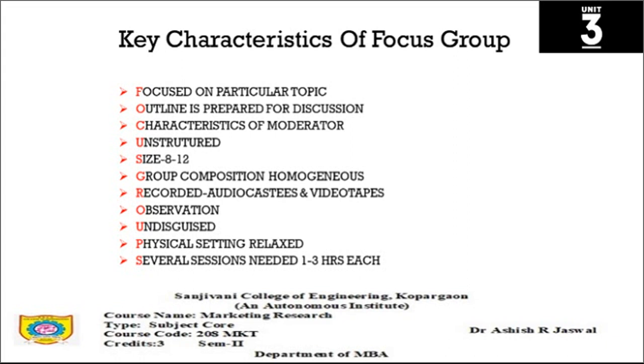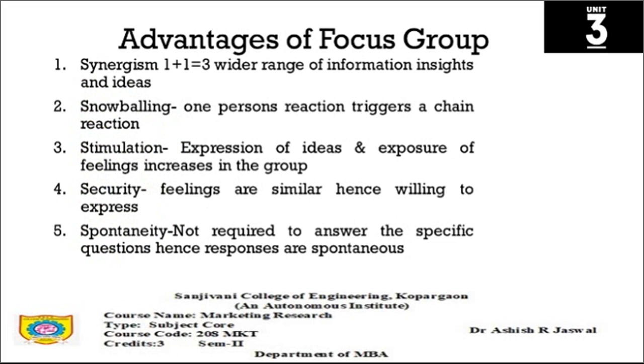Group composition is homogeneous. Homogeneous means people of the same characteristics from whom the response is sought are put together. Whatever discussion is taking place is recorded in either audio cassettes or videotapes. O is observation. Everything which takes place in an interview format is observed and undisguised. Everything is known. Physical setting is relaxed. S is several sessions would be needed, that is 1 to 3 hours each. What does it mean? We have different sets of processes which need to be carried out.